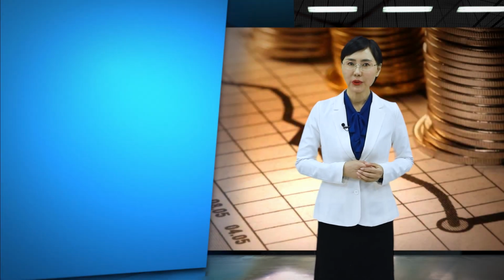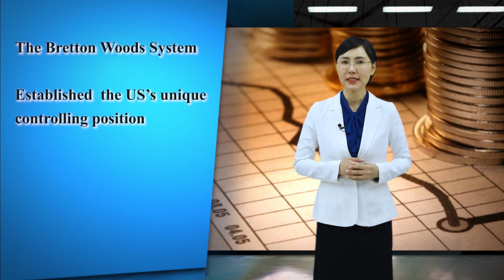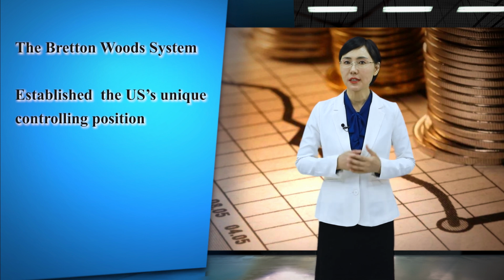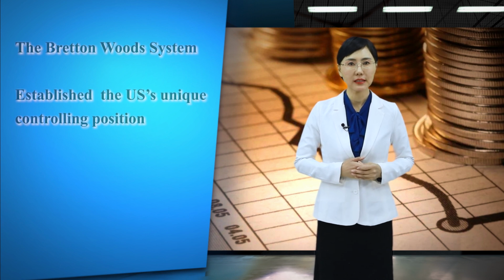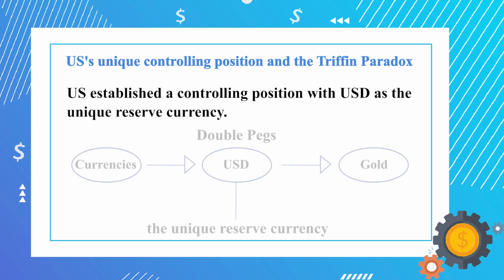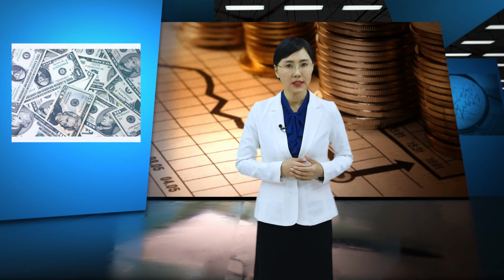In the last video, we explored the creation and content of the Bretton Woods system. The basic characteristic of the Bretton Woods system was that it established the unique controlling position of the U.S. The double peg arrangement made the U.S. dollar the unique reserve currency. During the initial years of the Bretton Woods system, every country needed U.S. dollars to do international business.